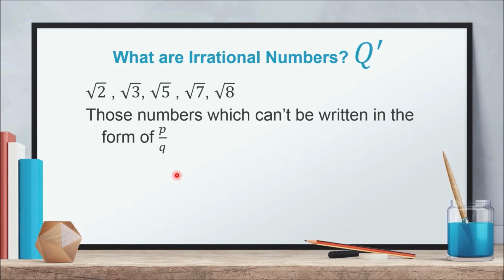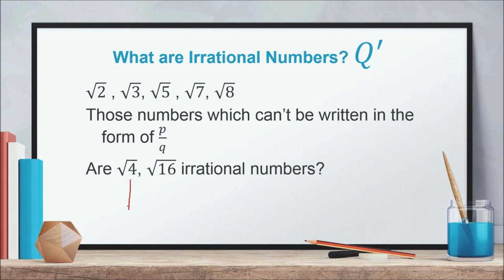Now an important question comes to our mind: are square root of 4 and square root of 16 irrational numbers? As we know, square root of 4 is equal to 2 and square root of 16 is equal to 4, and we know that 2 and 4 are rational numbers. So square root of 4 and square root of 16 are not irrational numbers, but rational numbers. So no, they are rational.